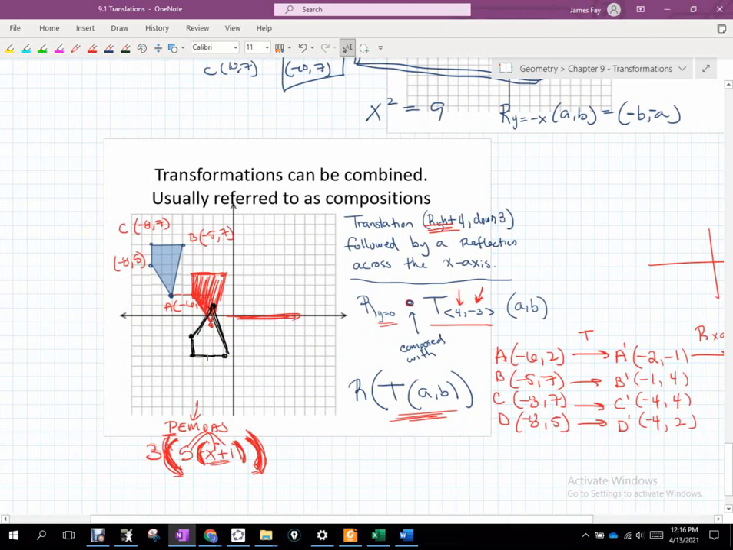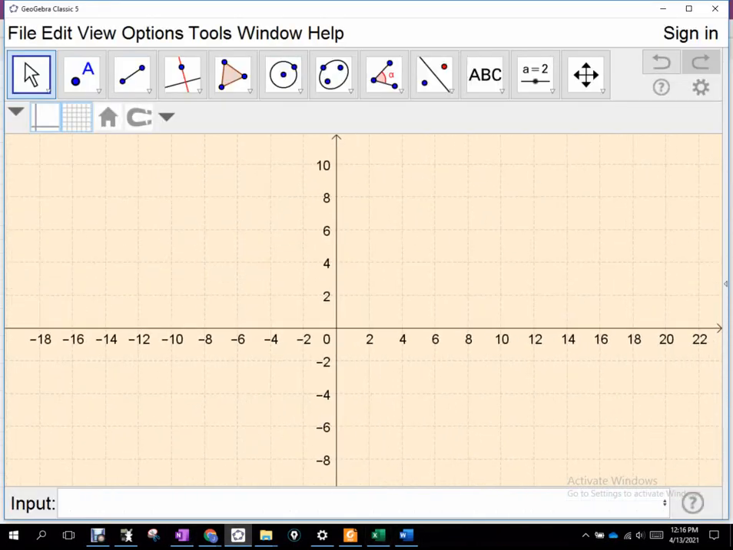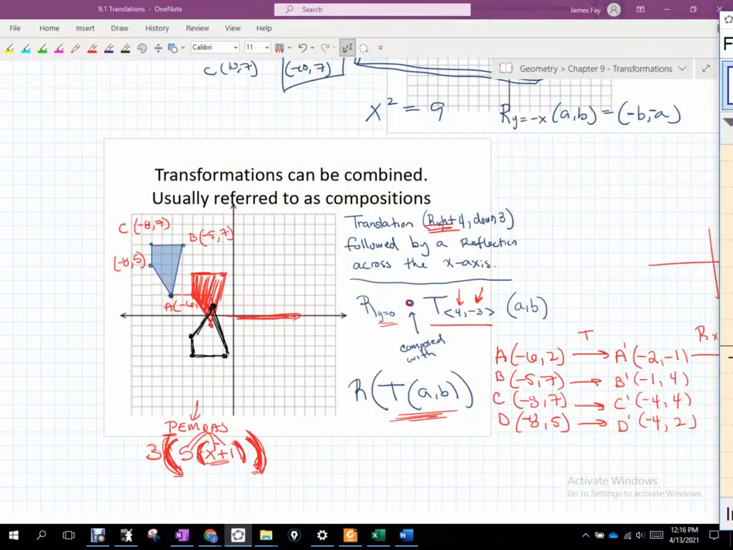The red one was the translation of the blue one. Okay? So these are isomorphic. That black one is congruent to the blue one, congruent to the red one. But now we've just repositioned it in the coordinate plane. What I want you to understand, and we can do this with GeoGebra pretty easily, is realize that the order of transformation is important.